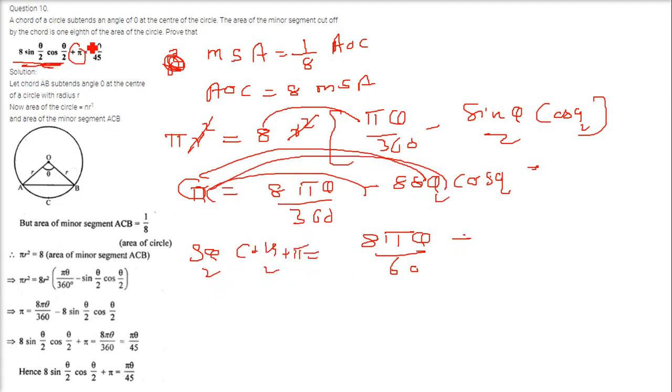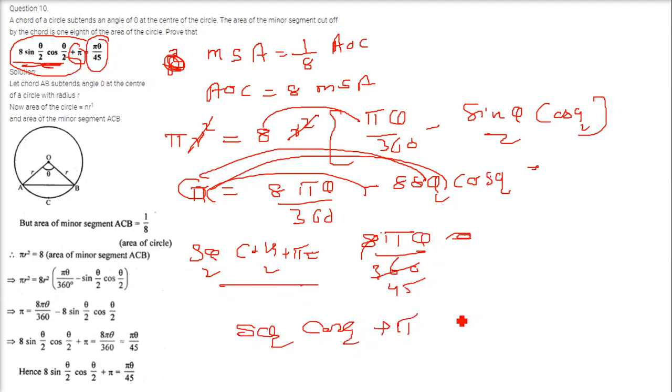So I have got the left hand side, 8 sin theta by 2 cos theta by 2 plus pi. On the right hand side we have 8 pi theta by 360, and this is 45 times, so this is pi theta by 45, and this is what was wanted. So we have sin theta by 2 cos theta by 2 plus pi on the left hand side, and on the right hand side we have pi theta by 45. This is what we have to prove, and this has been proved.